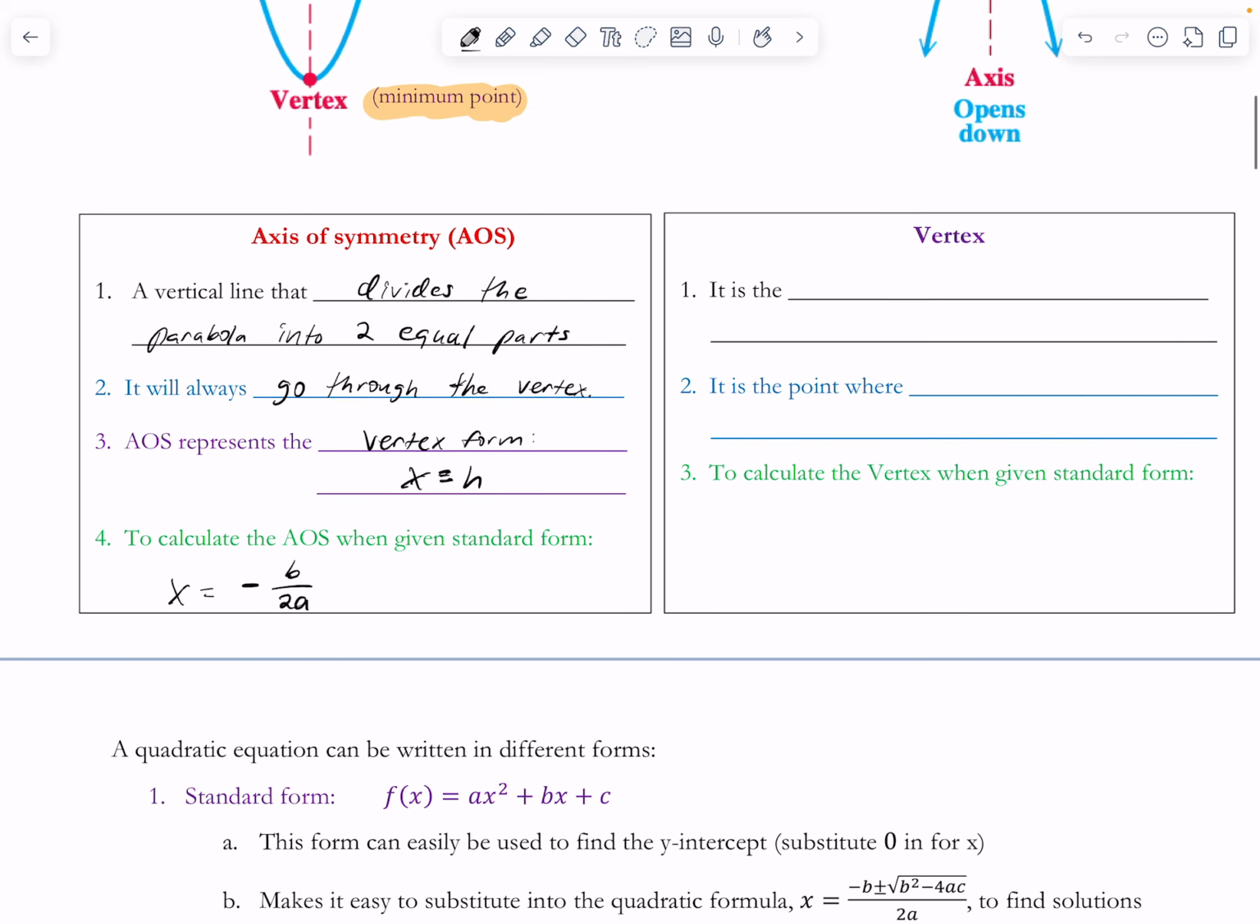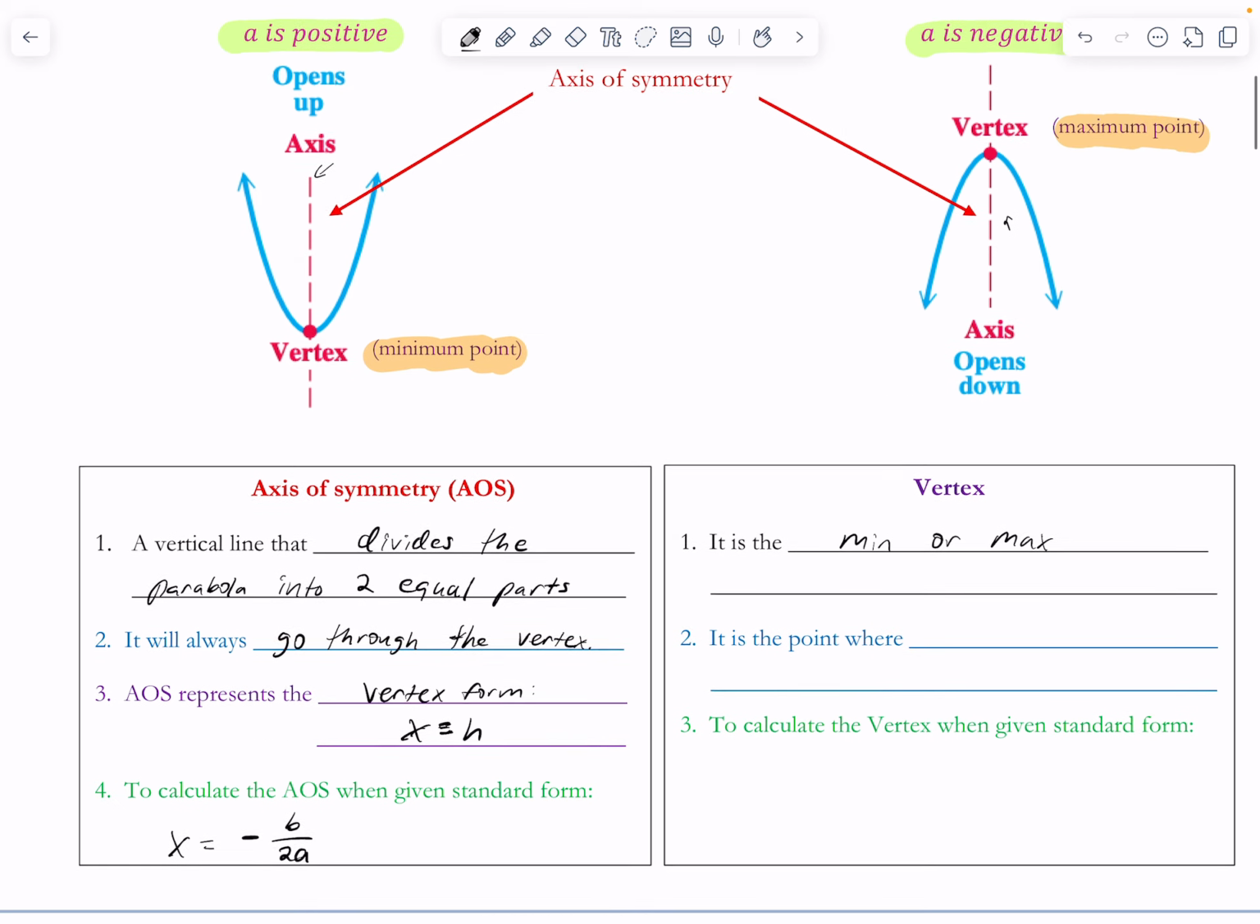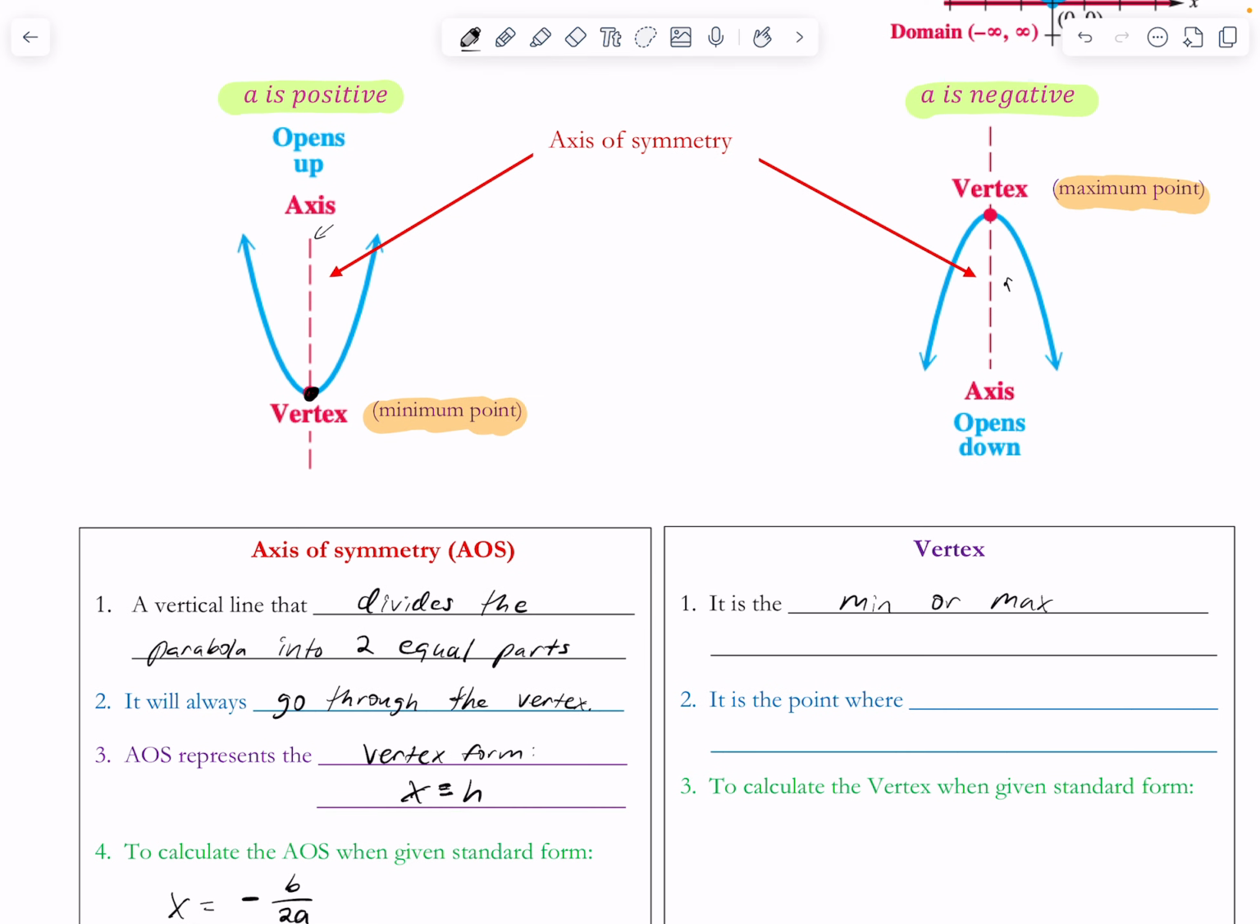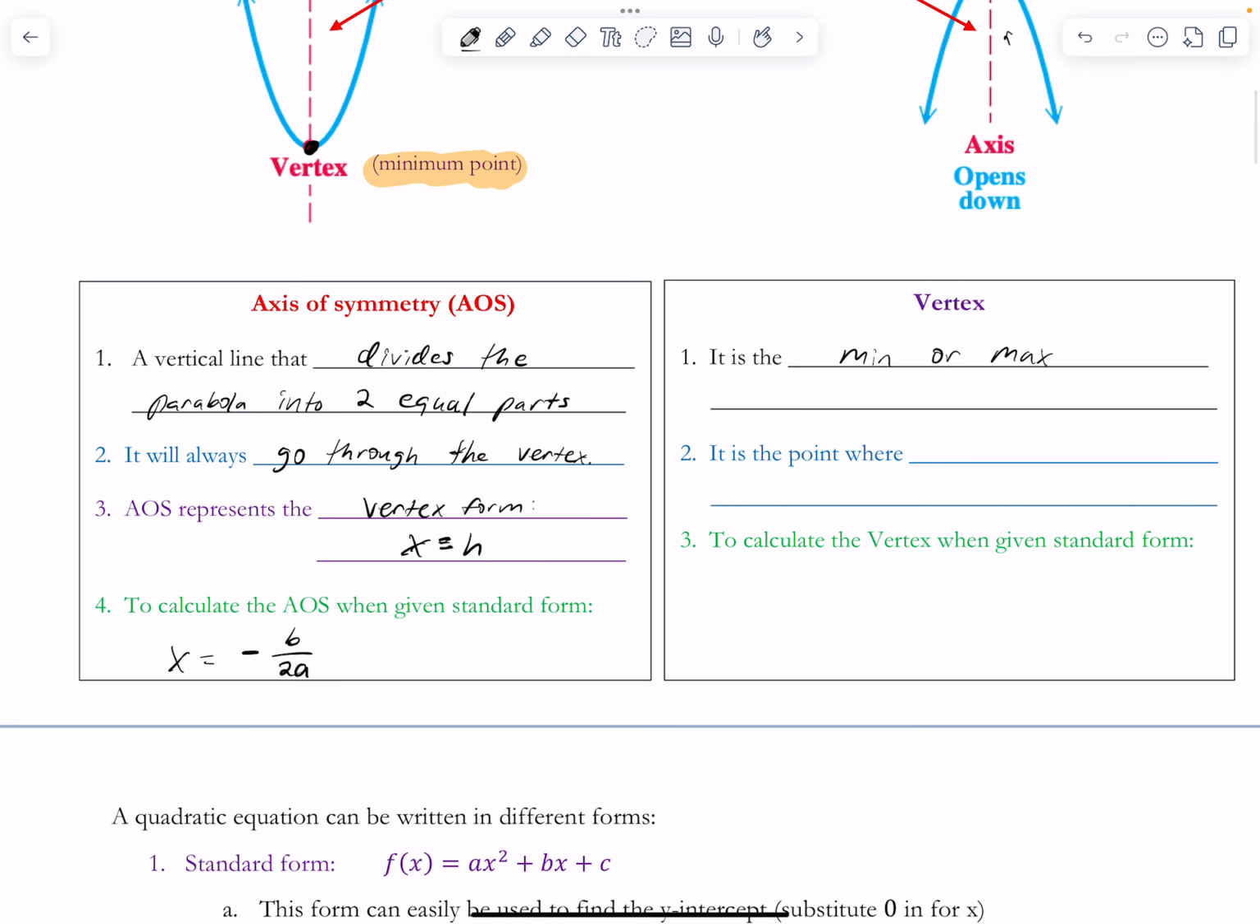All right? Now, the vertex is going to be the highest or lowest point on your parabola. So it'll be the min or max. And you can see it here on these. Right there we have the vertex and the vertex. And it's also the point where the axis of symmetry intersects the parabola.